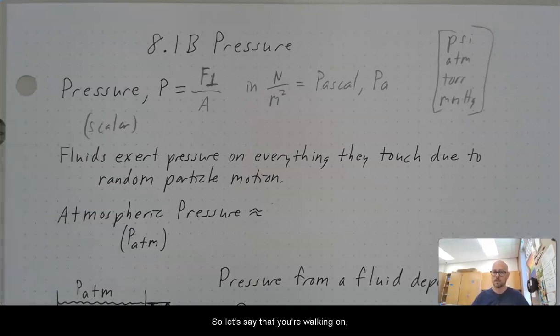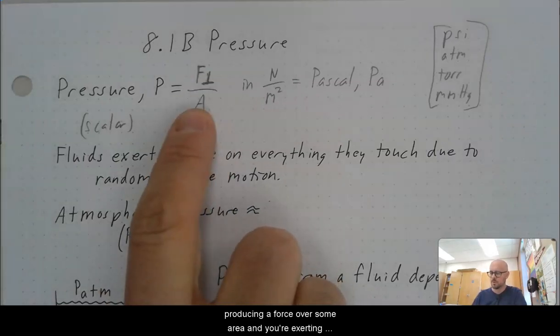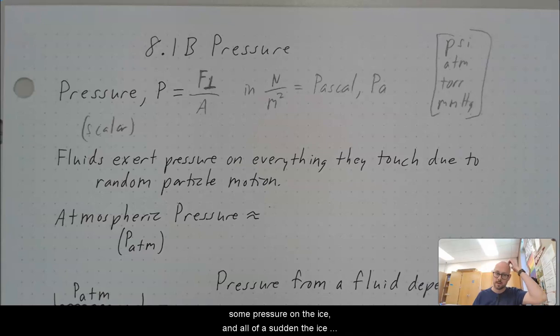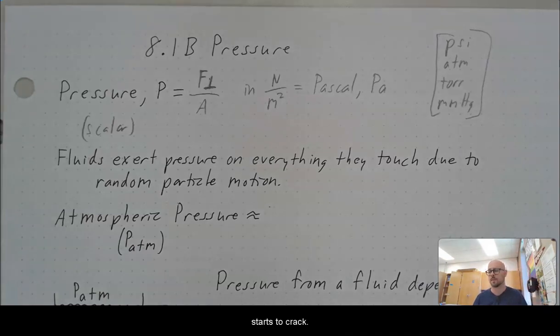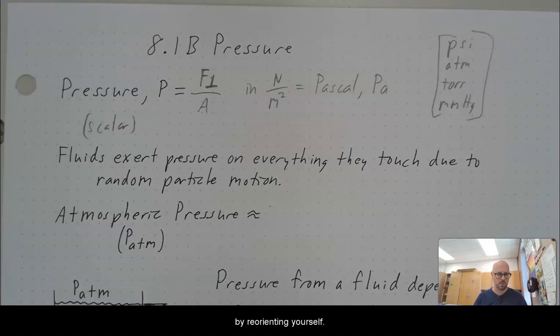So let's say that you're walking on regular shoes, producing a force over some area, and you're exerting some pressure on the ice, and all of a sudden the ice starts to crack. That ice is starting to crack because the pressure underneath your feet on the ice is too great for that ice to stay in one piece. So the way that you would respond if you didn't want to further crack the ice is you just lie down on your belly. Because you are not able to change your own weight just by reorienting yourself.